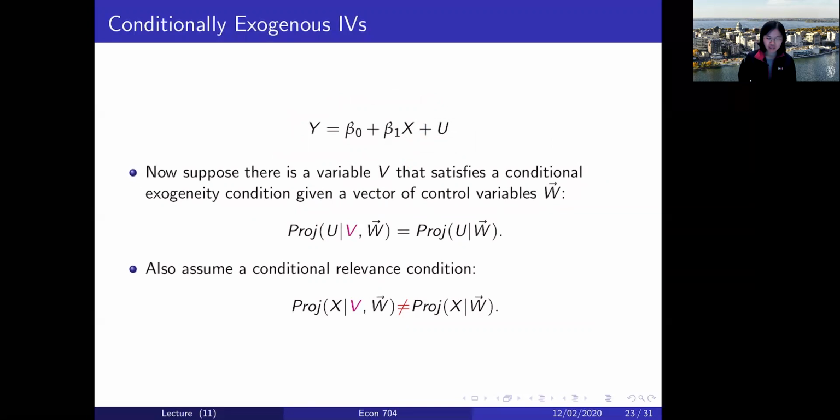Now, suppose that a variable V satisfies a conditional exogeneity condition given a vector of control variables W. Mathematically, that condition is stated as this: the projection of U on V and W equals the projection of U on W only. That is, once you project U on W, what's left is not correlated with V.